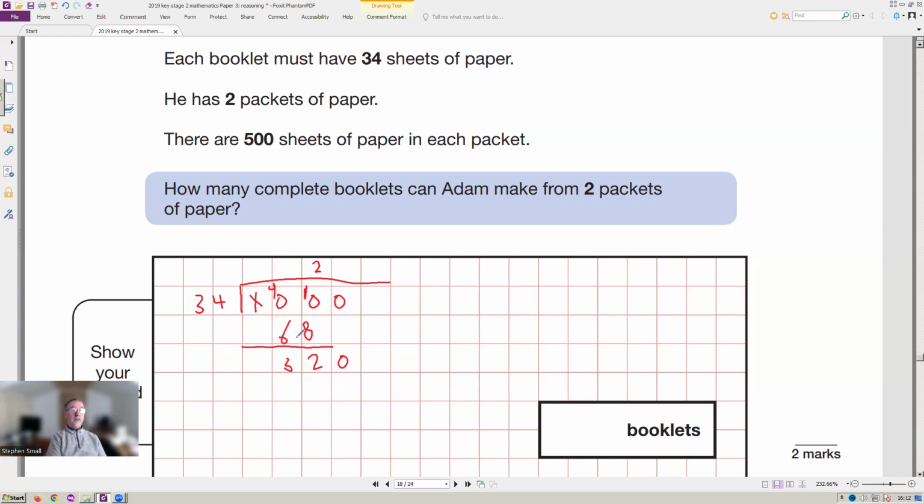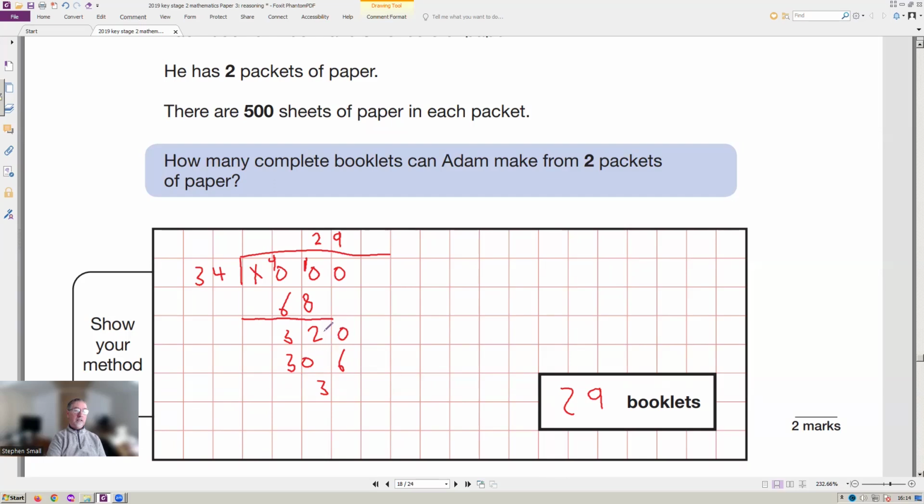So bring down a 0. All right, 34 and a 320 is so close. 340 would be 10 times, so it's got to be 9 times, hasn't it? 9 4s are 36. 9 3s are 27. 28, 29, 30. 306. So that's the most you're going to make. You're going to make 29 booklets.